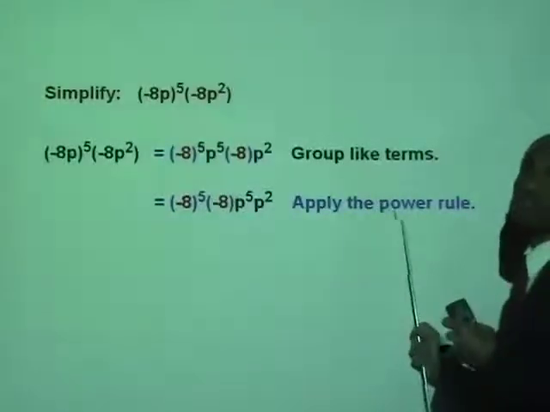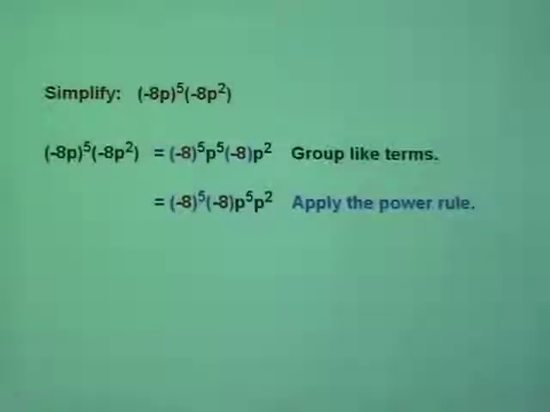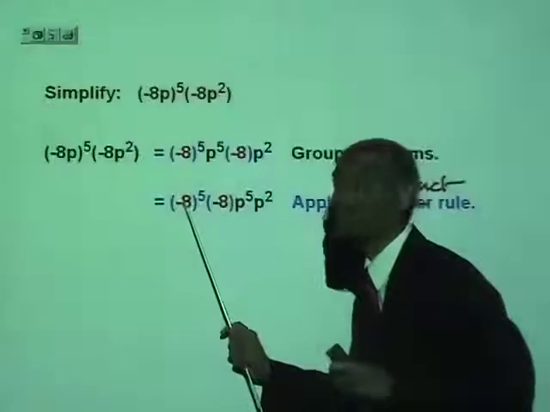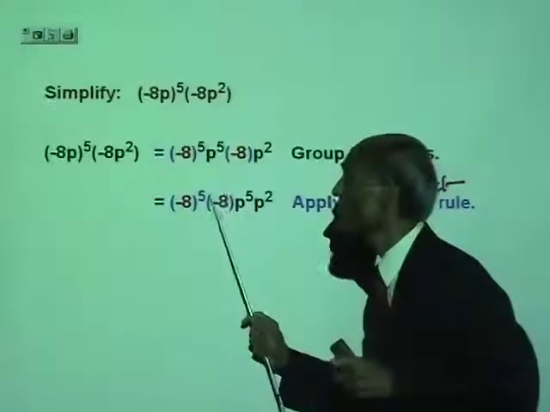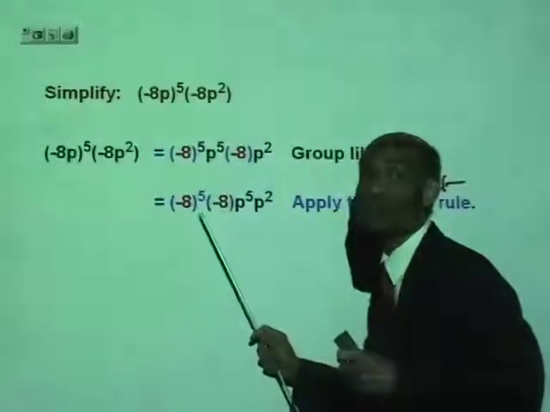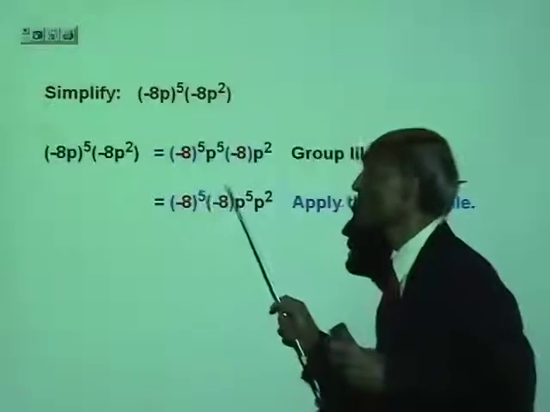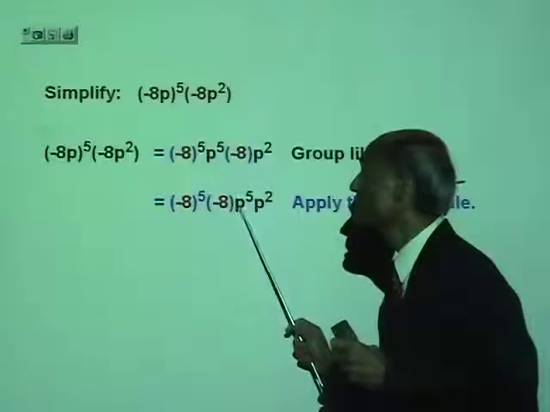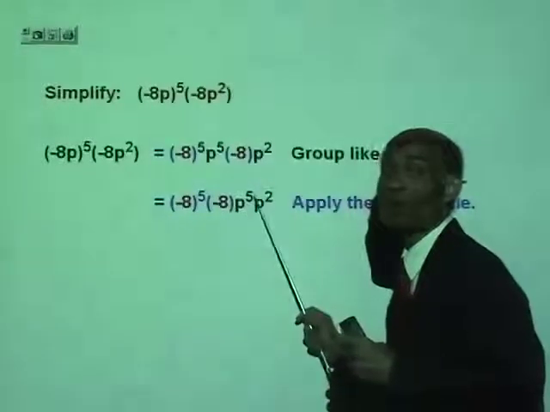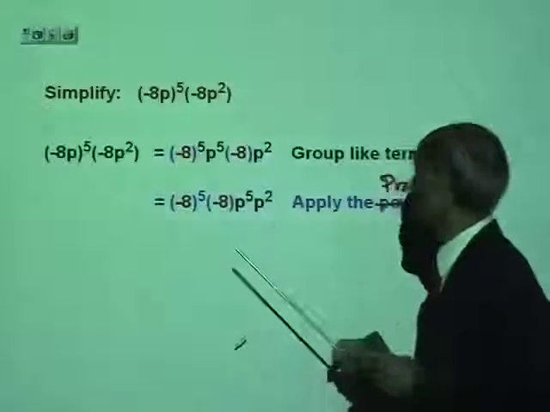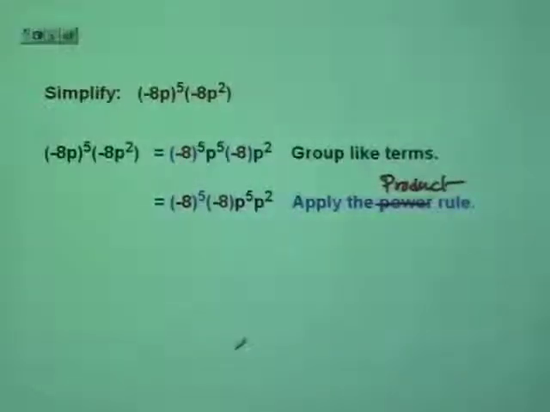Now, I want you to change this. This is not the power rule you're going to apply there. You're going to apply the product rule. Okay. Now, when you apply the product rule, this is the product of -8 to the power 5 times -8. What would that be? That will be -8 to the power of 5 plus 1. And this will be p raised to the power of 5 plus 2. Alright. So, let me take away that step.